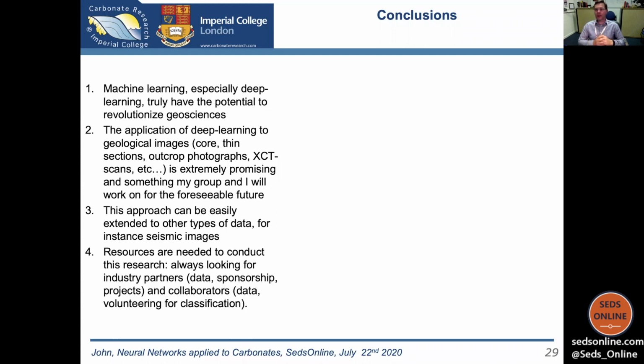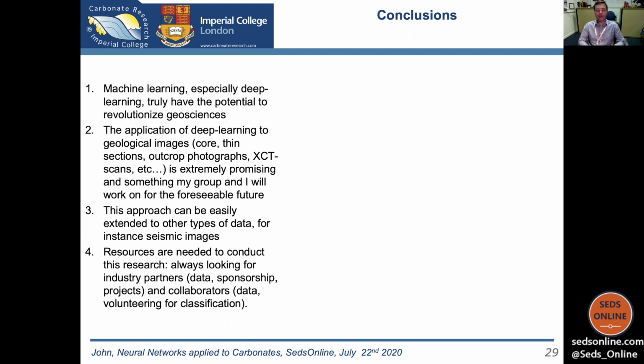And finally, this is a kind of a plea: for research, resources are needed. So we're always looking for industry partners. Obviously, sponsorship and money for research is the gold standard. However, I know this is not the right time with the current economy to really ask for money. But even data or projects and collaboration with an industry partner is something that is really valuable to me and to my research group. And it's not just industry, it's also academia or any collaborators.